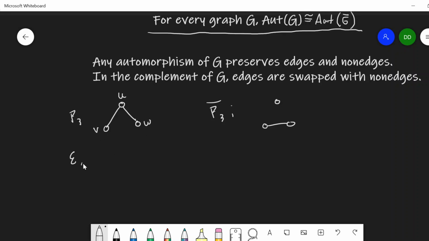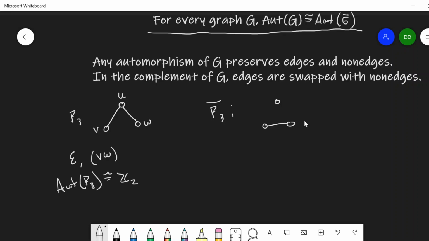So we have the identity, and then U has to remain fixed, right? U has degree 2. No other vertex has degree 2. So U has to remain fixed. And so the only other option here is swapping V and W. So V and W are swapped. So that means the automorphism group of P3 is just these two elements. And so this is isomorphic to the integers modulo 2, as we've seen before.